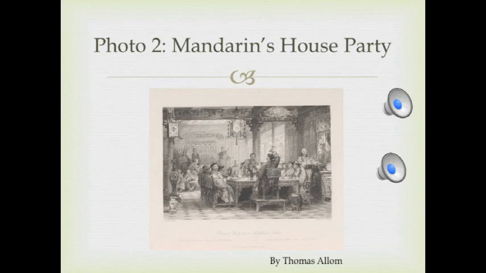The Mandarin's House Party, created by Thomas Alone in 1843. This picture was drawn as a pencil sketch and was printed in ink by Thomas Alone and later engraved by Patterson G. This picture is titled Dinner Party at a Mandarin's House, and it displays the architecture, social interactions, and customs of Chinese culture at the time. These two photos provide a comparison of cultural influence of Westerners on Eastern culture during the time of the Canton trade system.